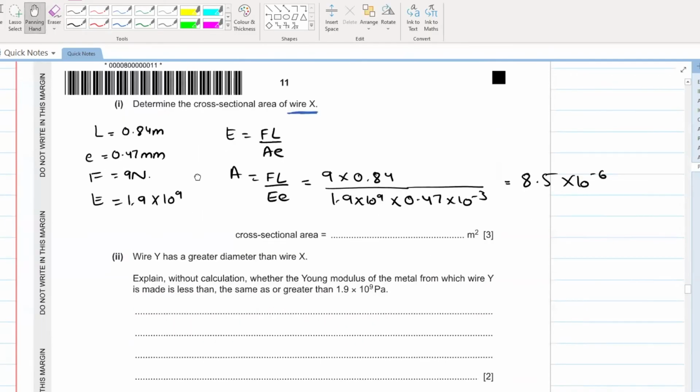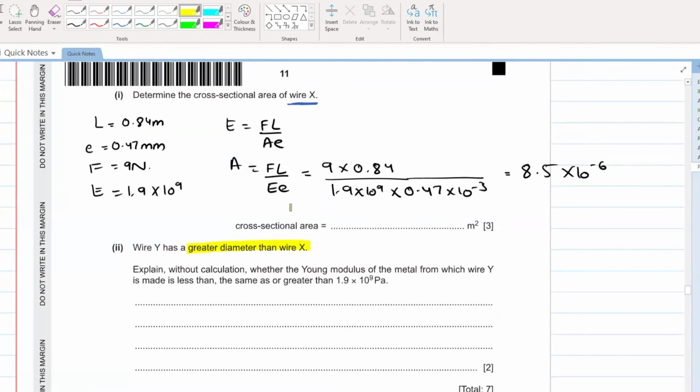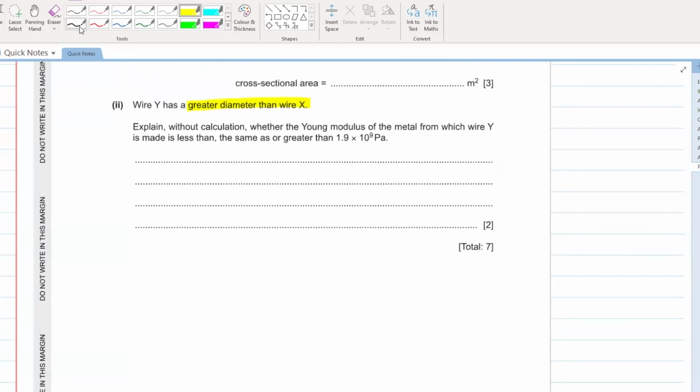Now, wire Y has a greater diameter than X. Explain without calculation whether the Young's modulus of the metal from which wire Y is made is less than, the same as, or greater than 1.9 into 10 raised to the power of 9. Realize what the examiner is asking: the relationship between area and the Young's modulus. So let's write down the formula again. Young's modulus is equal to FL over Ae.